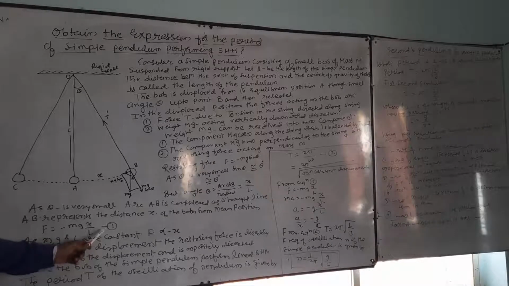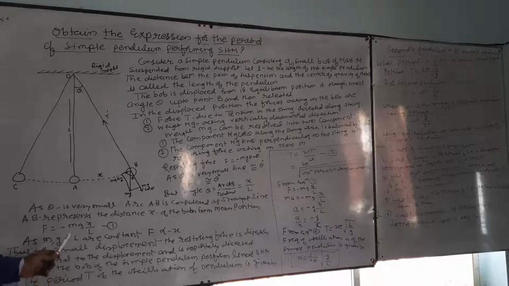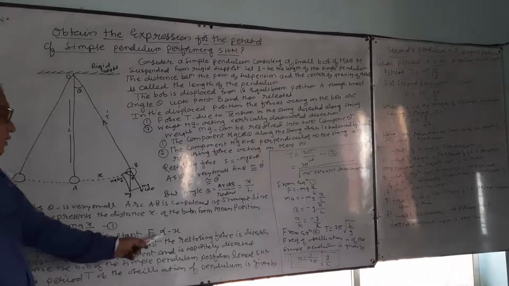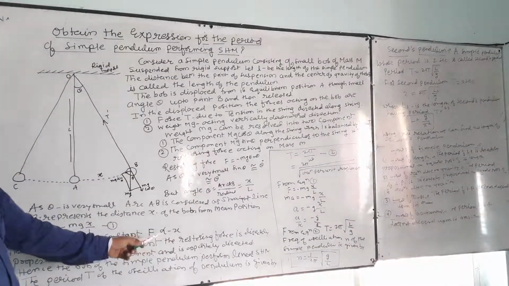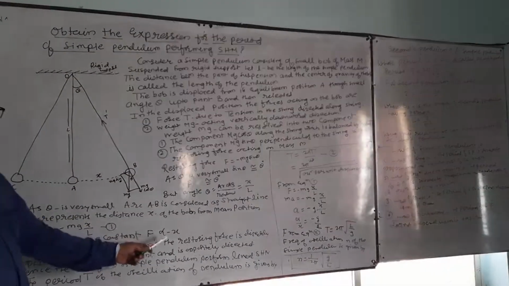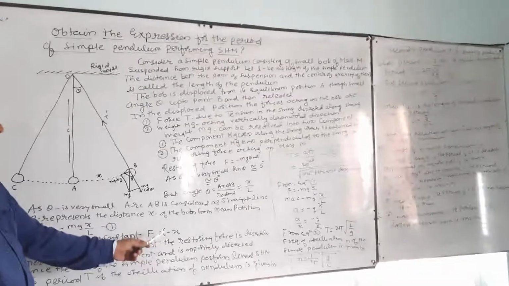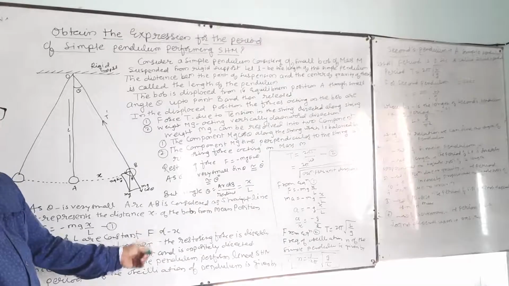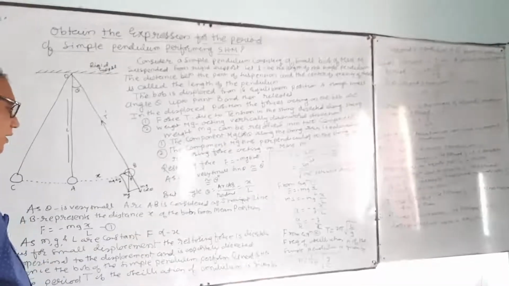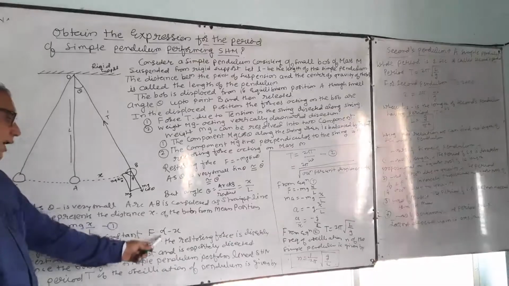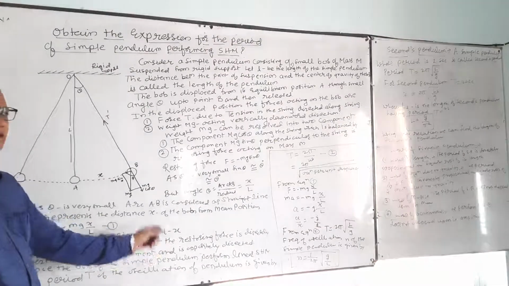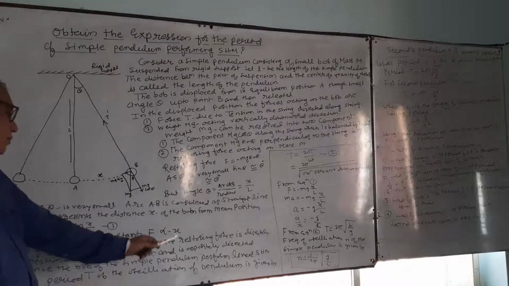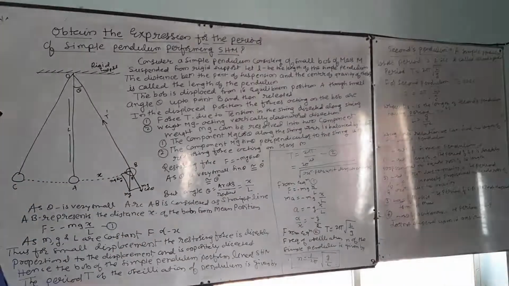This denotes equation number 1. As m, g and L are constant, therefore F is directly proportional to minus x. Restoring force is directly proportional to the displacement, and force and displacement are oppositely directed. Hence the bob of the simple pendulum performs linear SHM.